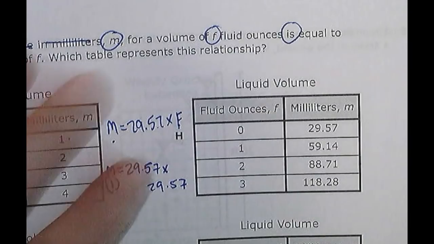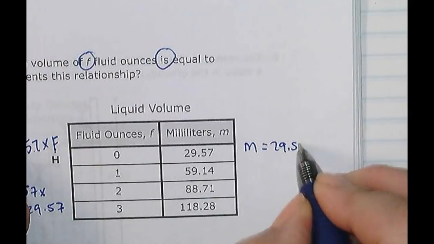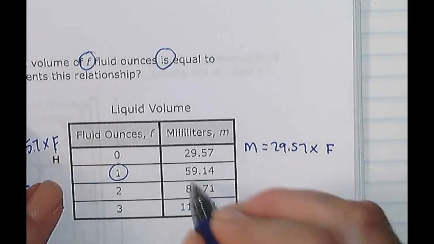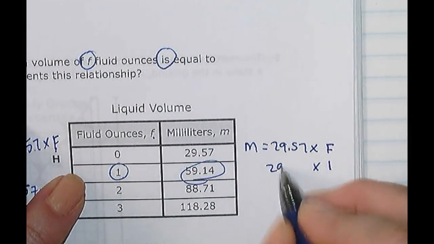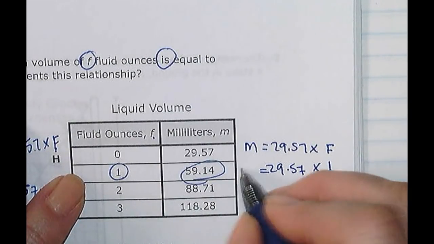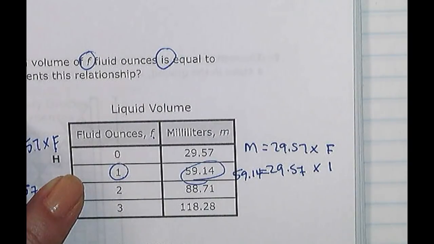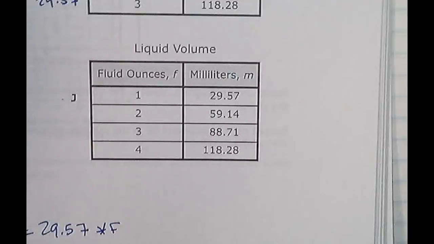All right, let's look at H. You still have, let me move over so I can write it. M equals 29.57 times F. I've been picking 1, so I might as well stay with what I'm doing. Put a 1 for F, so 1 goes here. 29.57 stays, that's kind of my formula, and M changes to 59.14. Well, 29 times 1 is 59. Yes or no? No. I hope you didn't need a calculator. H, no. And I sure hope it's the last one because we're in trouble.